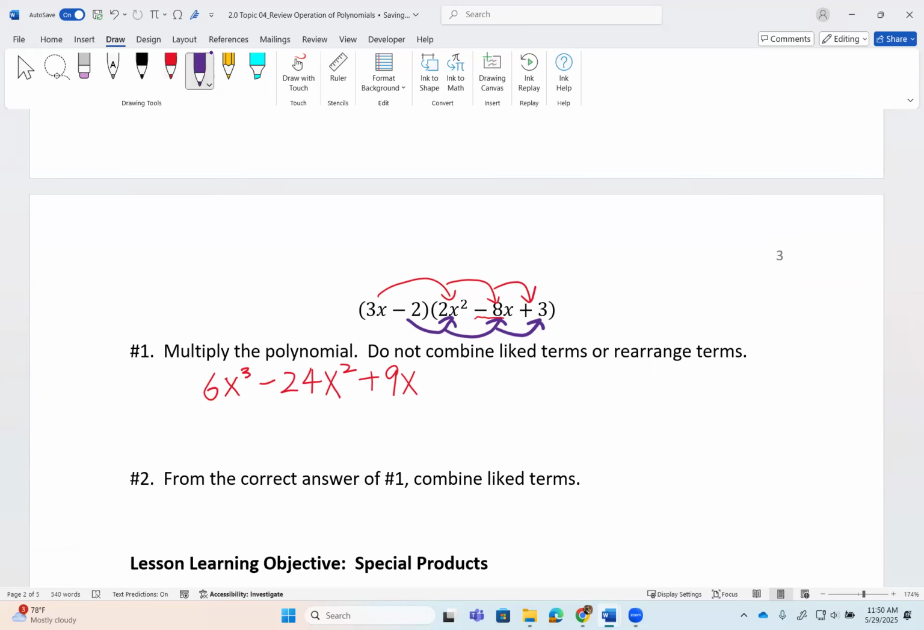Now, the -2's turn. -2 times 2x squared is -4x squared. -2 times -8x is +16x. -2 times +3 is -6. All right, the highest exponent here is 3. My degree is 3. So 6x to the third goes first. Nobody to combine with, so still 6x to the third.